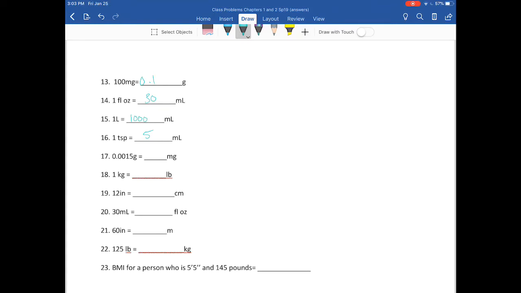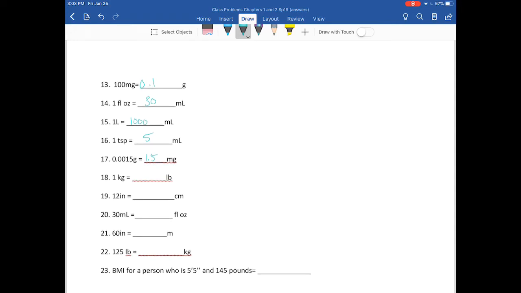We go from grams to milligrams, and this is going to be 1.5. 1 kilogram to pounds is going to be 2.2. Inches to centimeters is the one where we're getting into a little bit more math. So when we go from inches to centimeters, we take how many inches we have and multiply it by how many centimeters are in 1 inch.